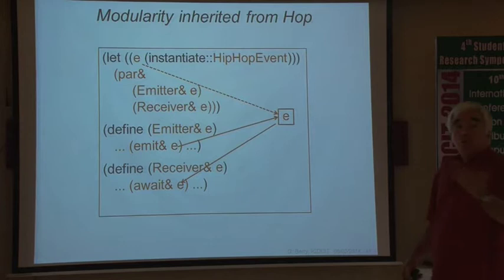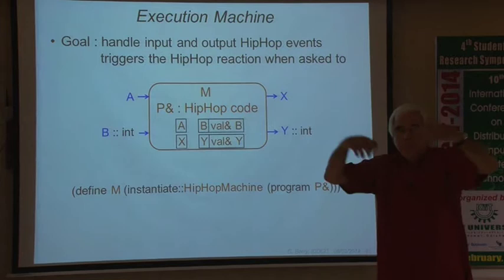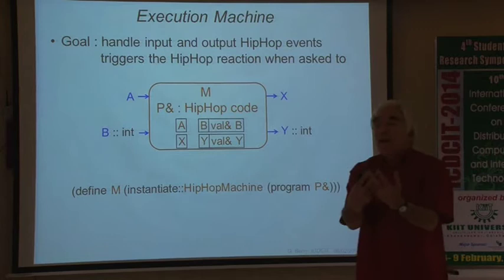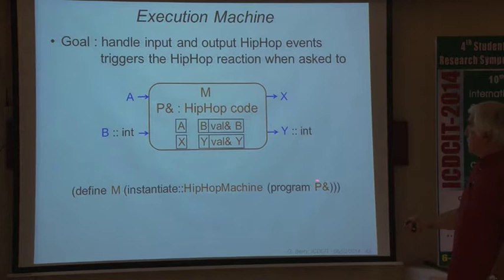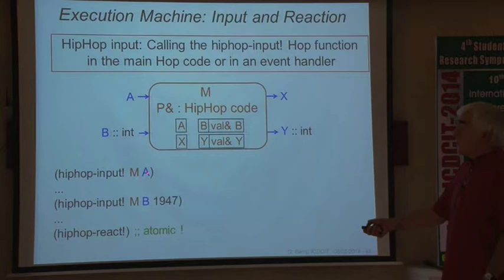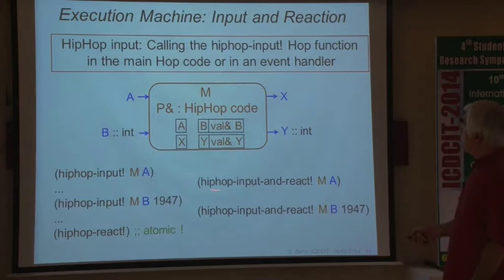The execution machine is very simple. Essentially you change world when you go from HOP, which is the classical world, to HipHop, which is the reactive world. You have to put the gateway, and the gateway is this execution machine, very similar to what I told you about event handling. You say, instantiate a HipHop machine with this code. And then to give it input, you say HipHop input, this machine, this event. HipHop input, this machine, this event, and then HipHop react. And then it will compute the orchestration step. And you can simplify by saying HipHop input and react, if you want to react right away to an event.